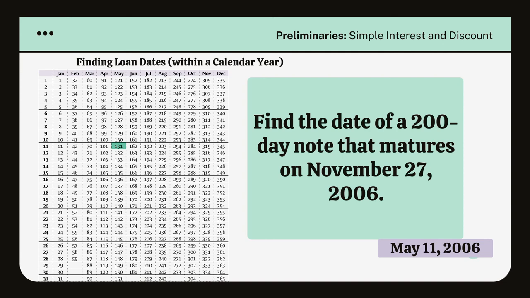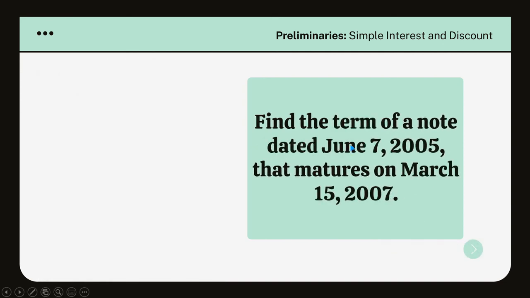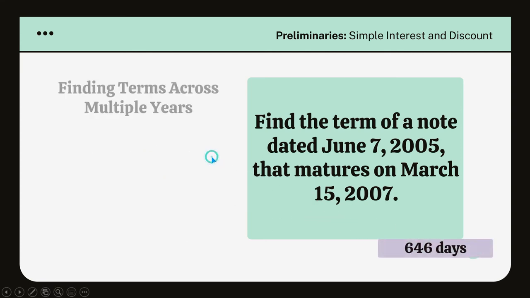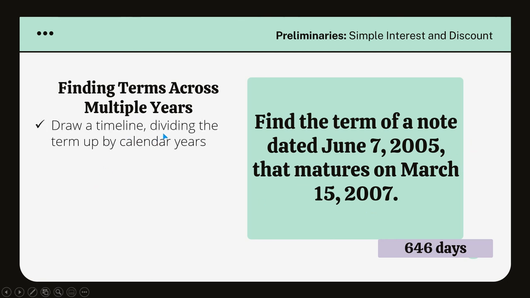Okay? Next. Find the term of a note dated June 7, 2005 that matures on March 15, 2007. Okay? That's 646 days. All right? So we're going to find terms across multiple years. As you can see, it's 2005 and then 2007. So draw a timeline dividing the term up by calendar years.